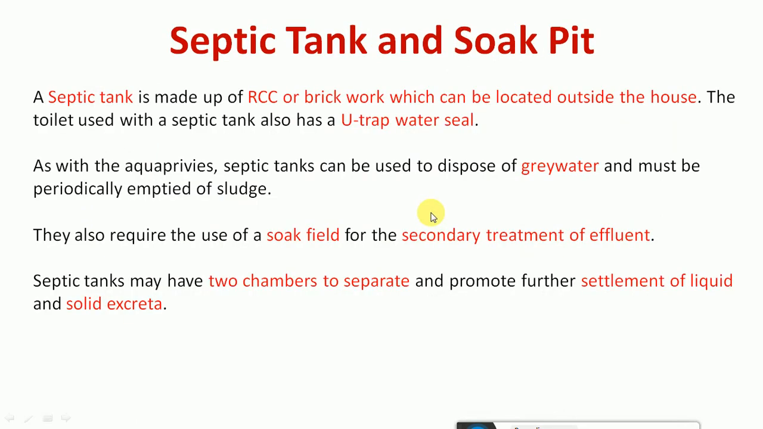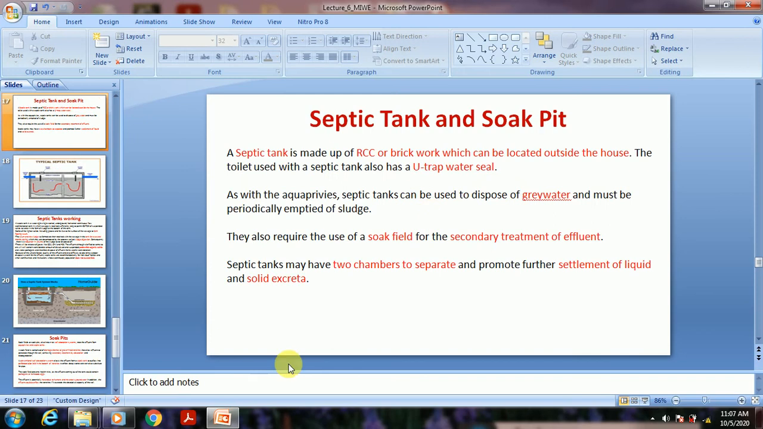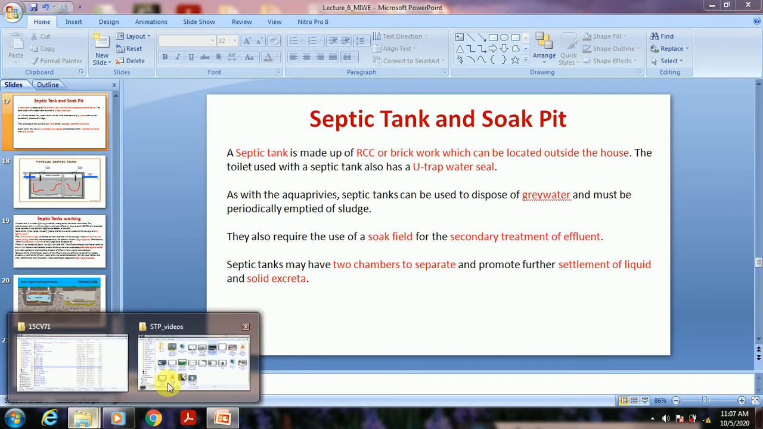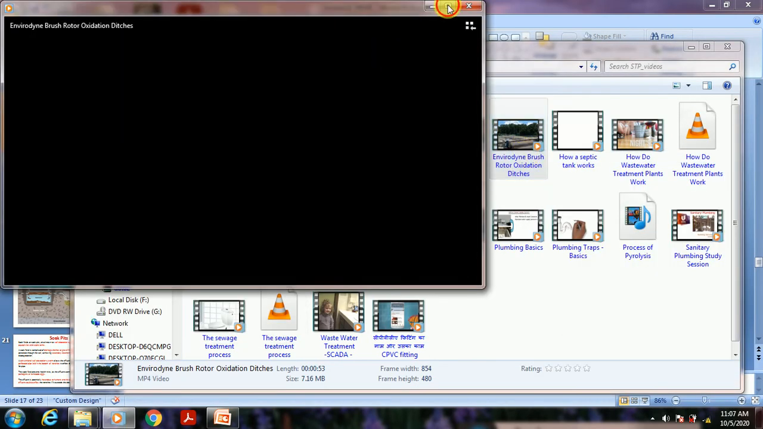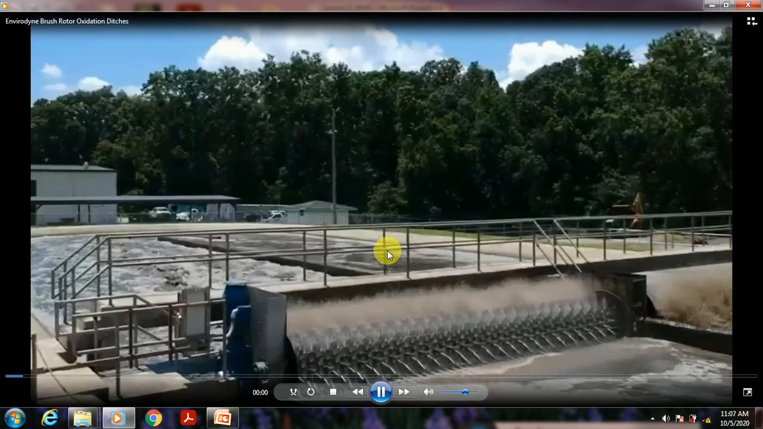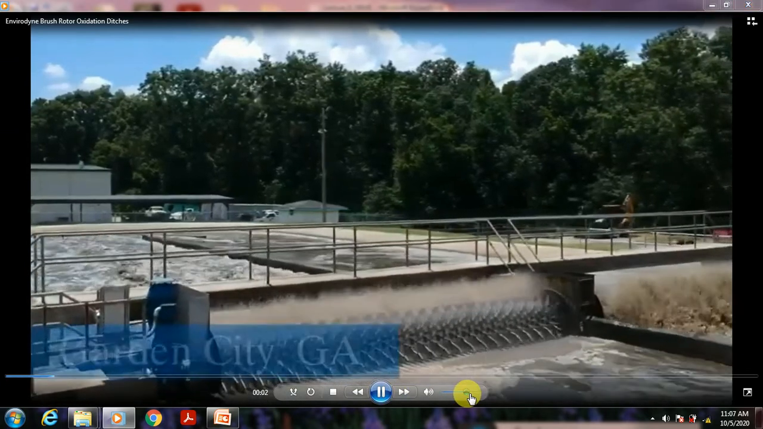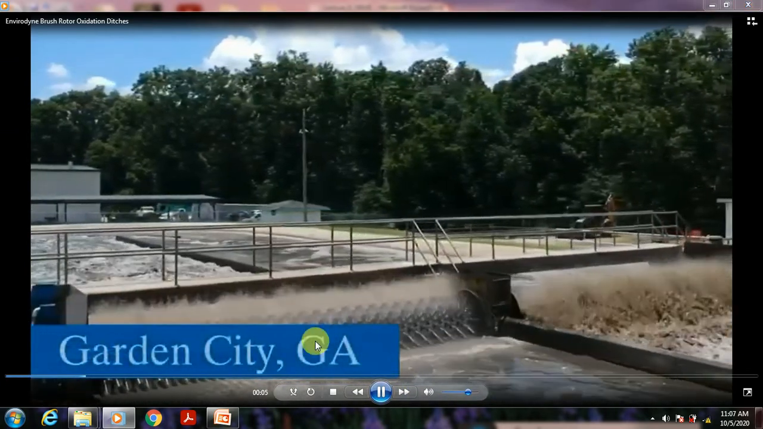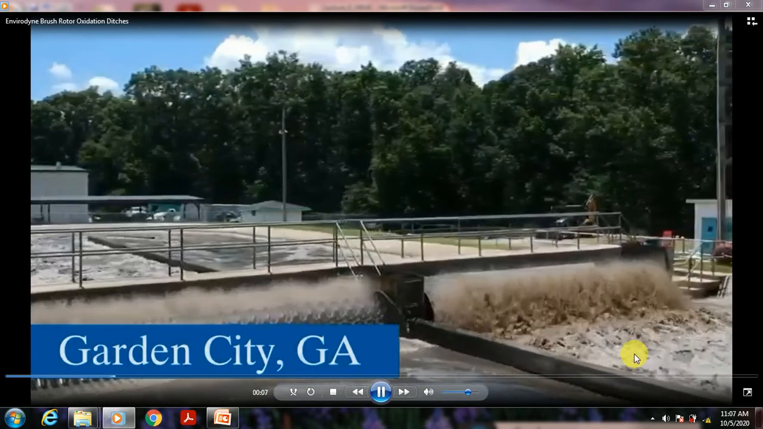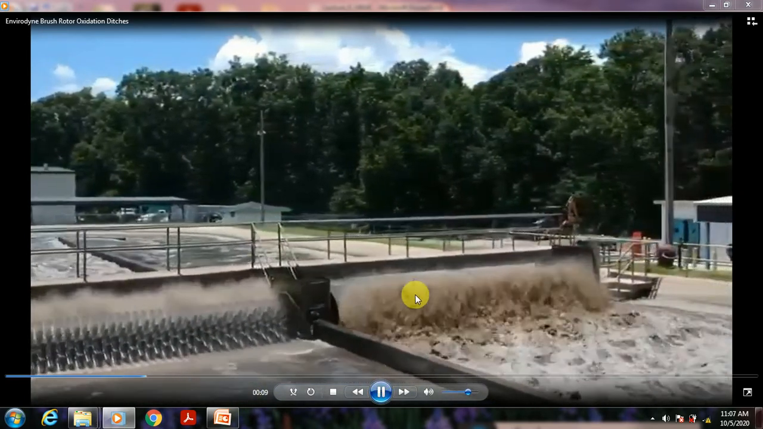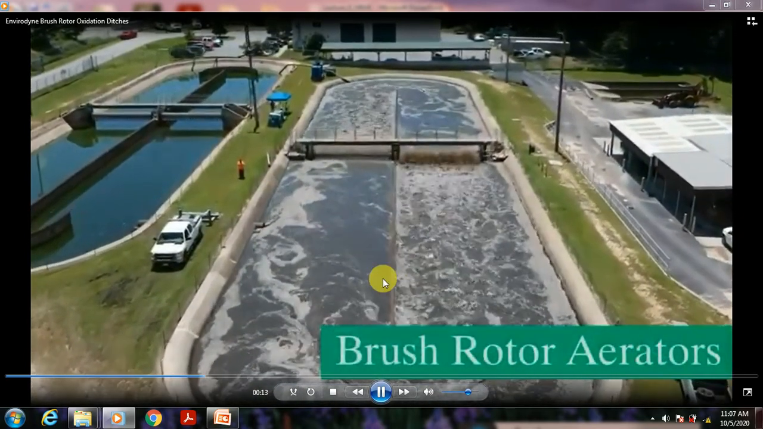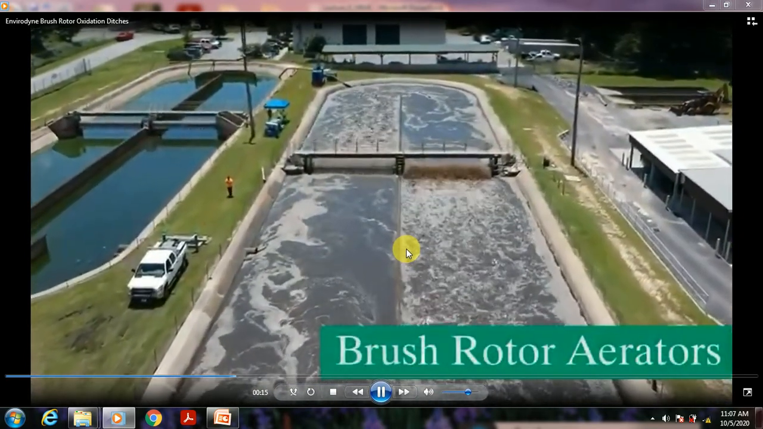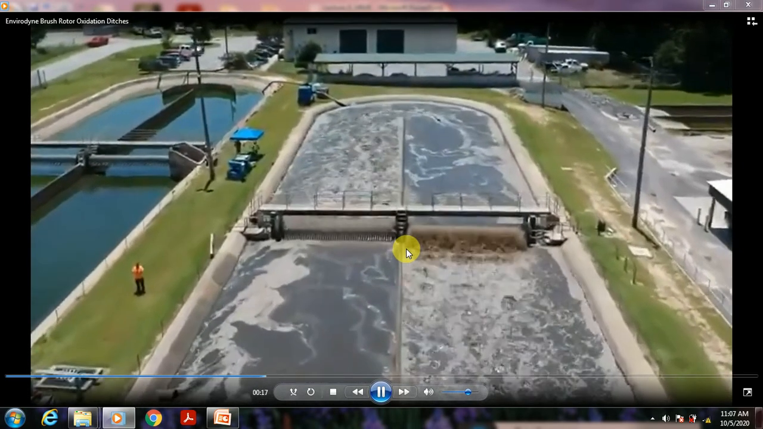Now let us have a look at a video which will show you how this actually works. This is a rotor kind of mechanism. You can see this is the oxidation ditch here. The purpose of this rotor brush is to have enough contact with the air. So this is how the oxidation ditch works.